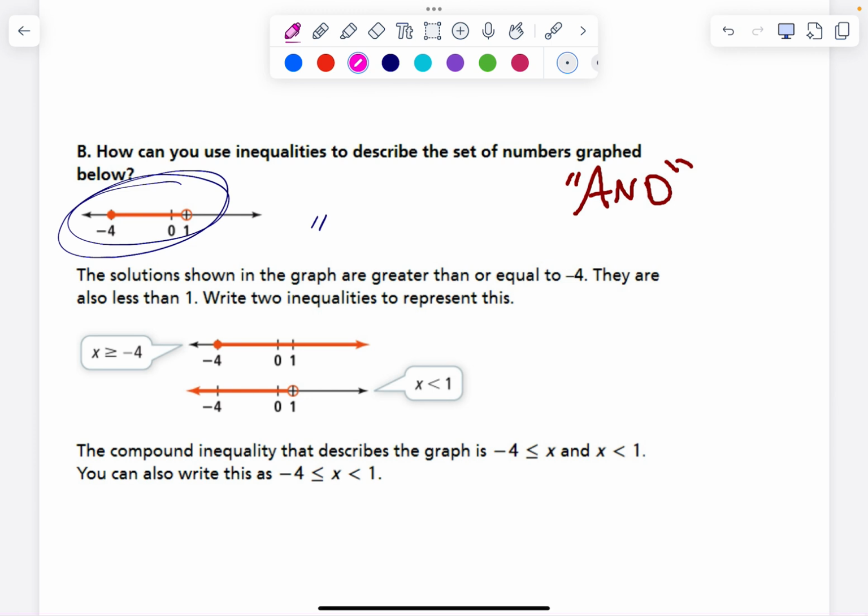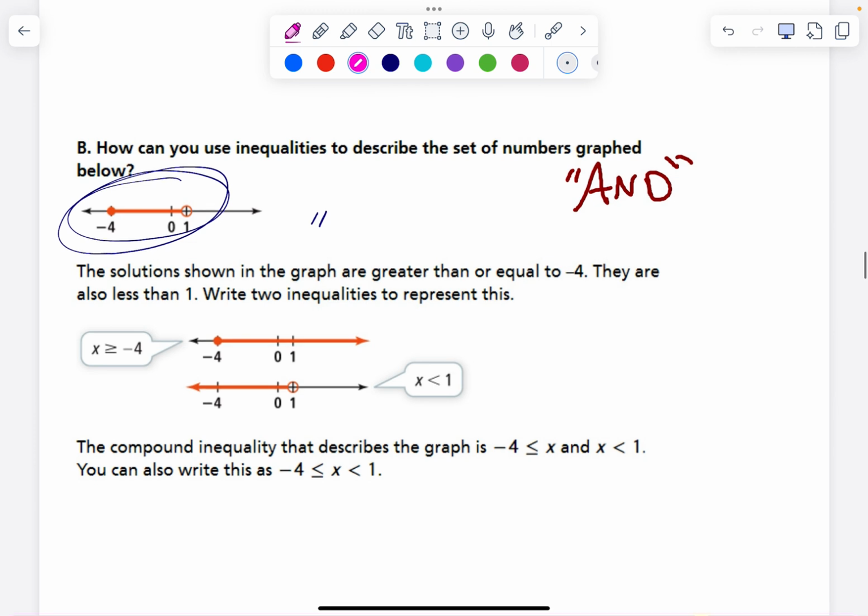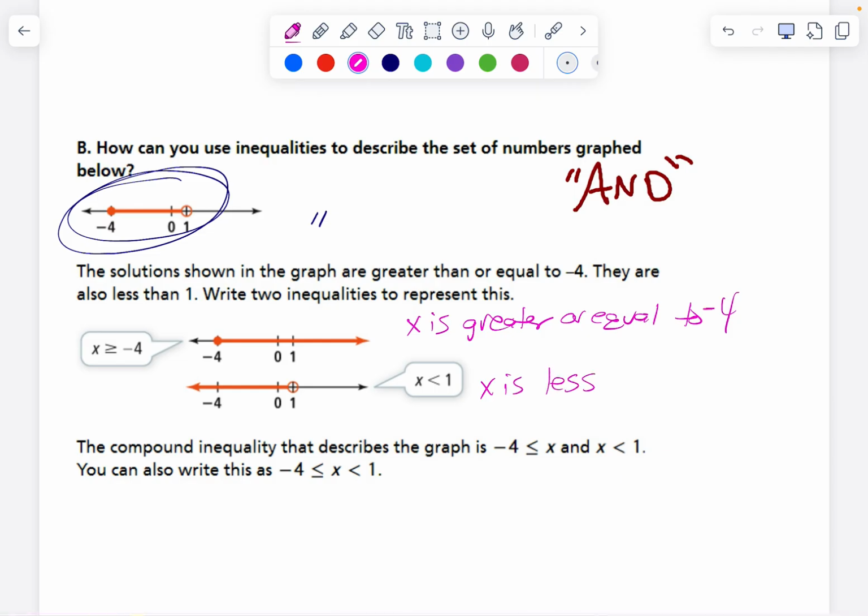What would be the inequality for this first one right here? What is the inequality for that? X is greater than or equal to 4. How about the bottom one? X is less than, I should have said negative 4, sorry. X is less than 1. Do you see how there's overlap here?